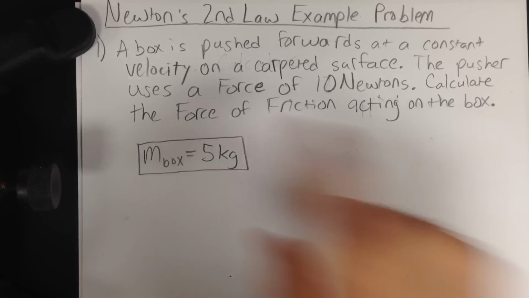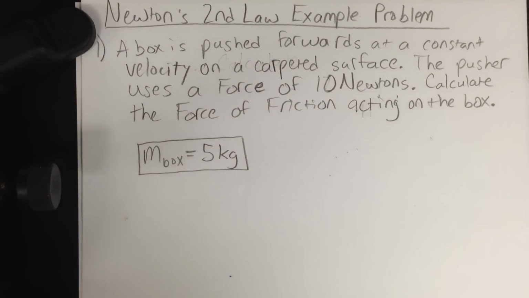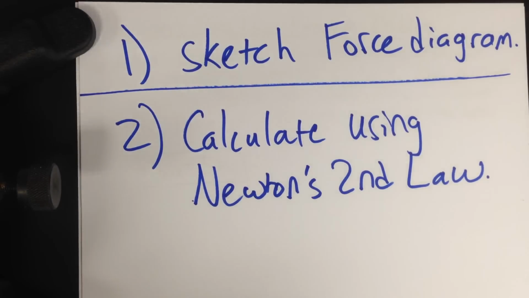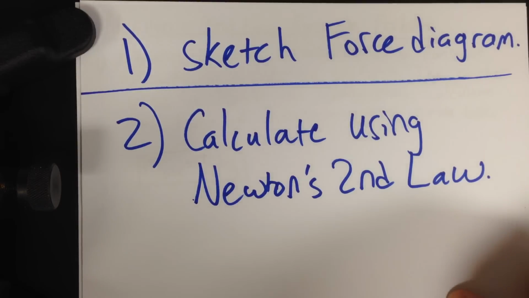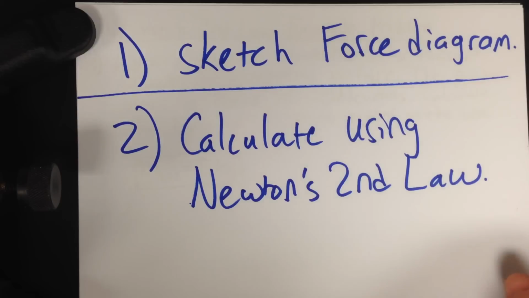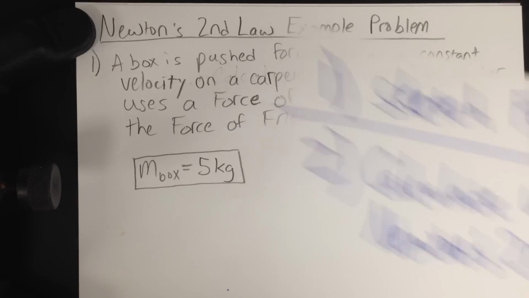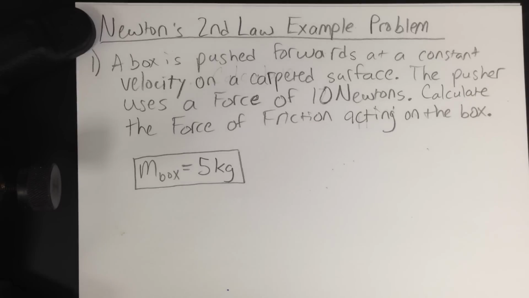You could title it Newton's second law example problem, but then I would just want you to write down two problem solving steps after that. Just so you know, every time you do a problem with Newton's second law, you've got to do these two things. You got to sketch a force diagram first. That's the box with the arrows on it, and then you've got to calculate using Newton's second law, but don't calculate before you draw a force diagram. All right, force diagrams are required for every problem to get credit. All right, so let's read the first problem together and solve it.